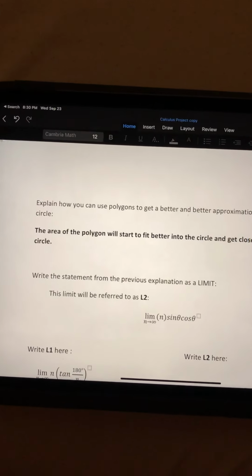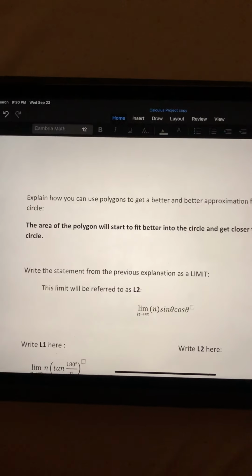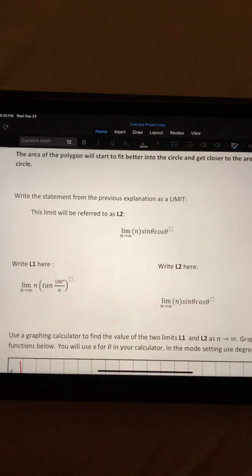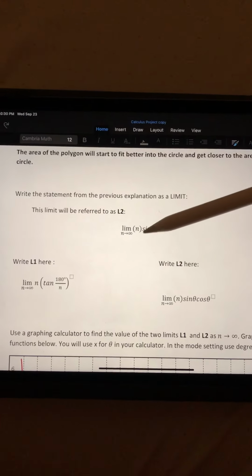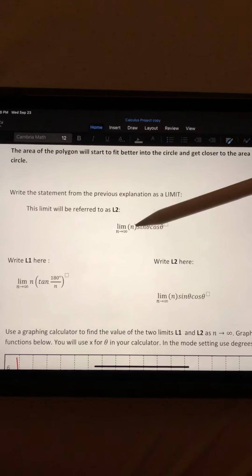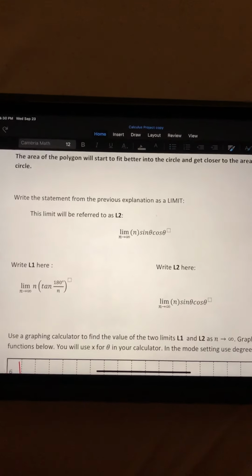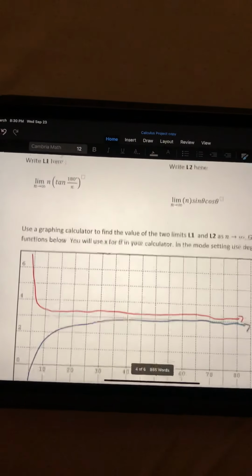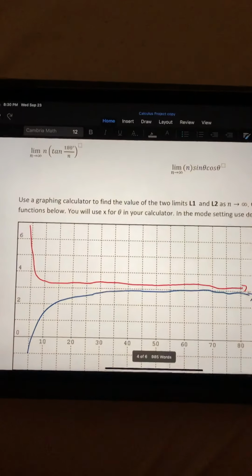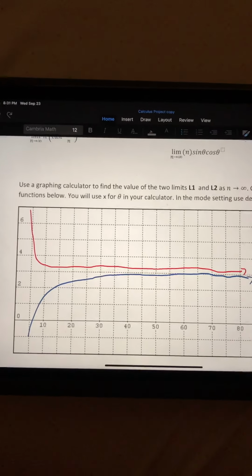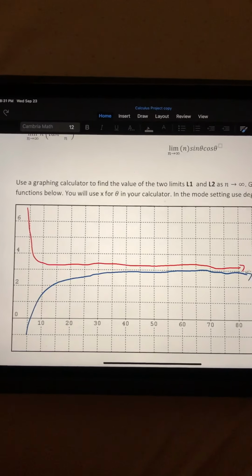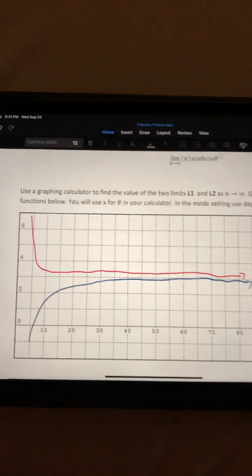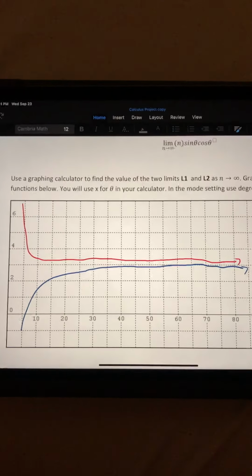So the area of the polygon will start to fit better and better into the circle, and it'll get closer to the area of that circle. So this limit would be written as n approaches infinity, n times the sine times the cosine. So these two were graphed out here. In the red is limit 1, and in blue is limit b, which is this one here, the sine and the cosine. So both of them approach 3.14 as n approaches infinity.